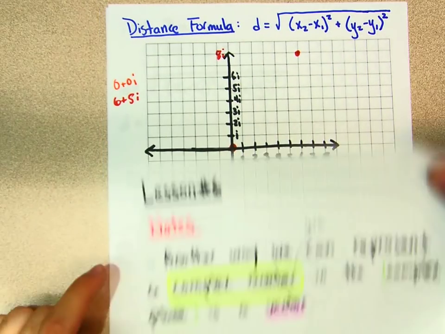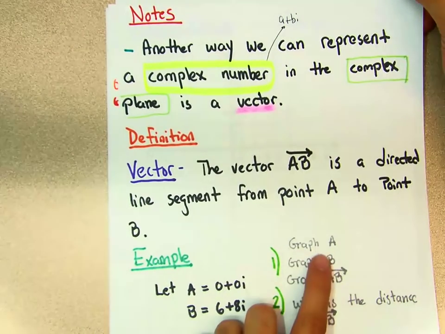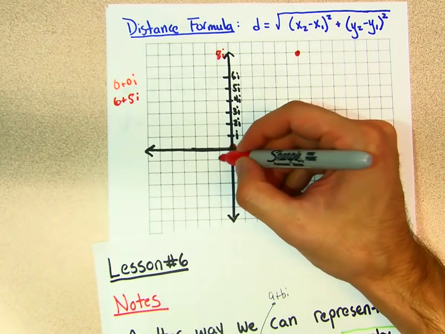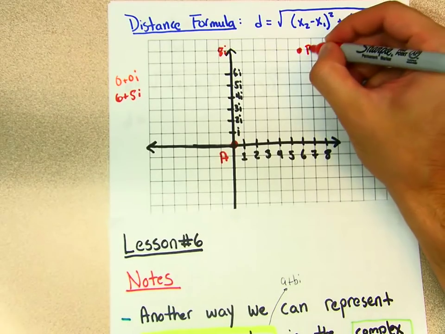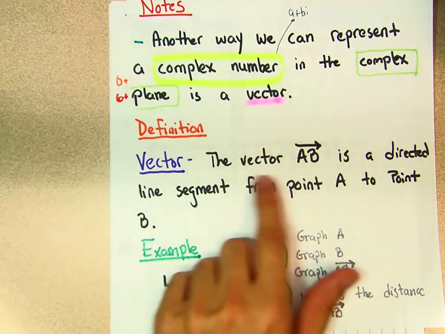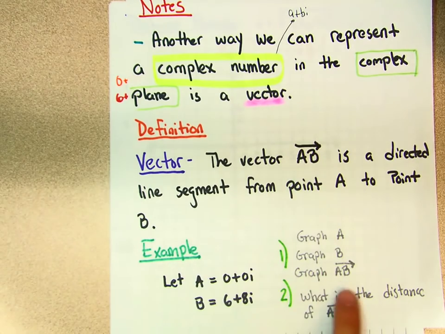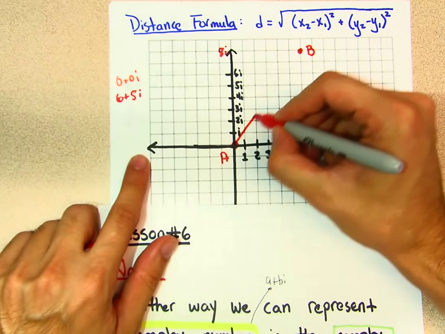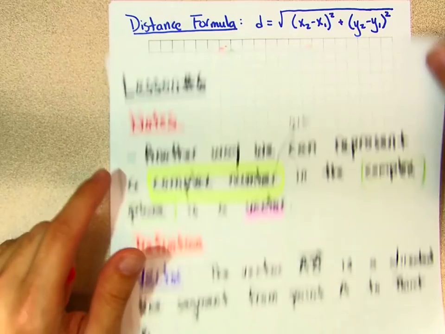And here, let's do the example together. Here it says graph A. Okay, so this is A, right? This is B, right? B is my 6 plus 8i. And then what is the vector AB? You see here it says the vector AB. When you have this arrow symbol over here, this will be AB. So here I'm connecting A to B, and there is my vector.